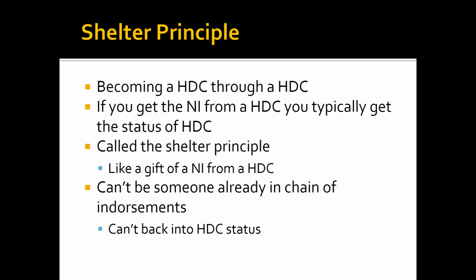You'd say, well, no then, Mr. Chapman, he's not. But we have the shelter rule. If you get a negotiable instrument from someone who is already a holder in due course, you're going to get the status of holder in due course. Now, we're generally not talking about someone in the chain of endorsement and you're just trying to fix it by passing it through 3 or 4 people. That's not going to help you.